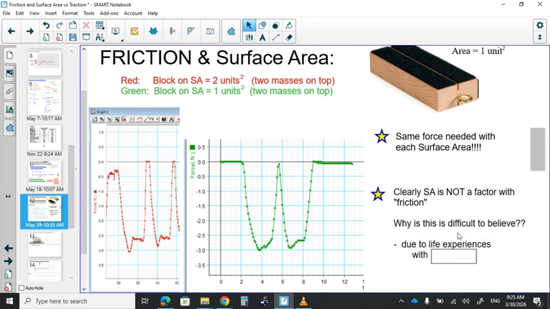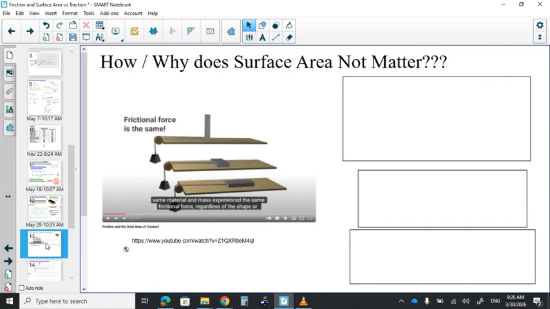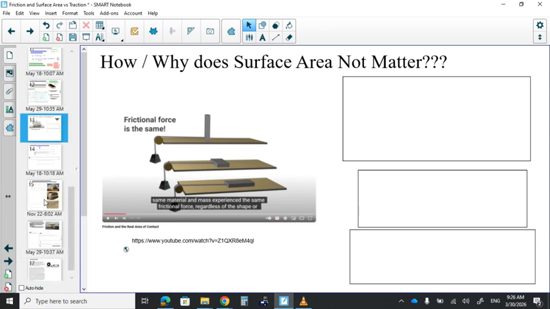Why is it so hard to believe? And I wouldn't blame you if you're at this point going, it doesn't make any sense. What about blah, blah, blah? Well, when the blah, blah, blahs come out as what about this situation, it's always going to be about traction that you're comparing it to and having trouble agreeing with the idea.